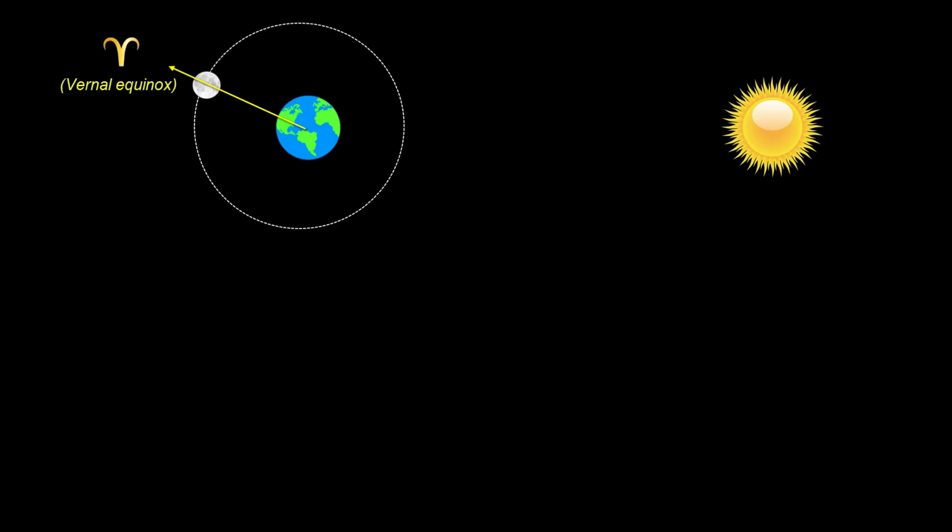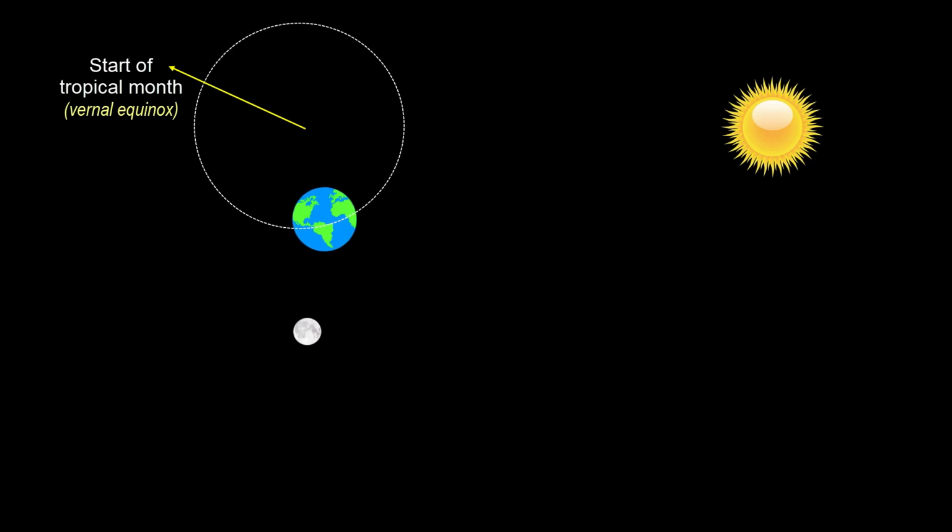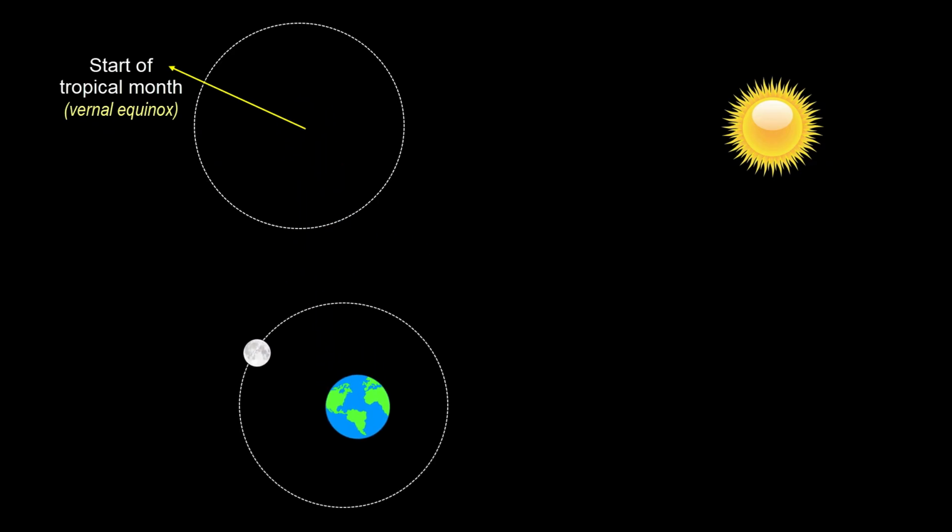In this image, we see the Earth and the Moon, and a yellow arrow pointing to a location in space. That location is the vernal equinox, the reference point used to measure the tropical lunar month. It defines a direction extending out into space. A tropical lunar month is the time the Moon takes to return to the same position relative to the vernal equinox.